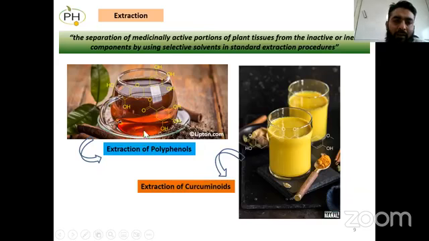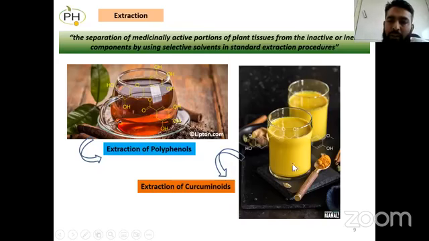So the main concern was why we have selected water as a solvent here. Because green tea or black tea must have polyphenols inside, and they extract in water. That's why we choose water as the extraction solvent here.